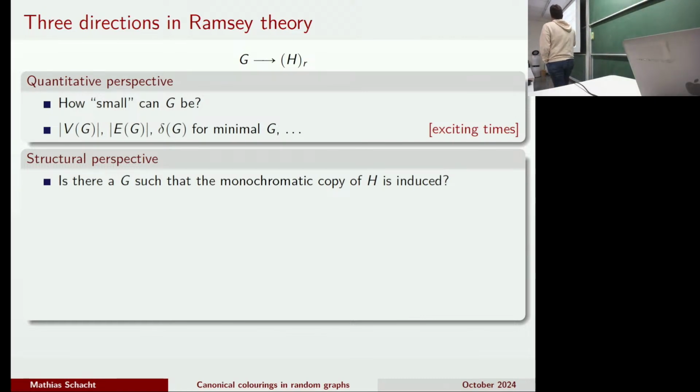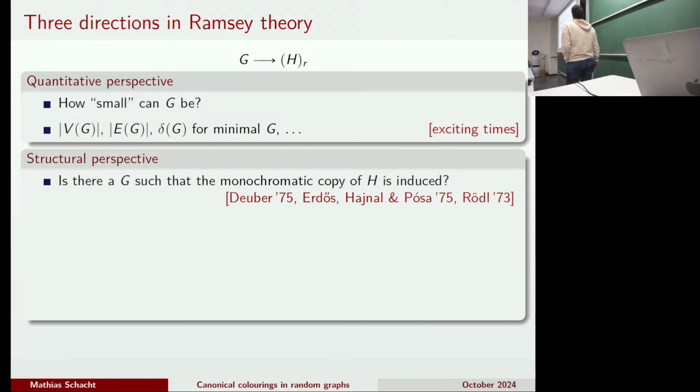So if you look at this general statement in terms of G and H, maybe you want to know what are the subgraphs of G, right? So how does G look if it has the Ramsey property for H? And for example, one of the very first questions in that direction could be, can I maybe have such a G where the copy of H will be induced, which was answered in the 70s by 3 groups of authors.